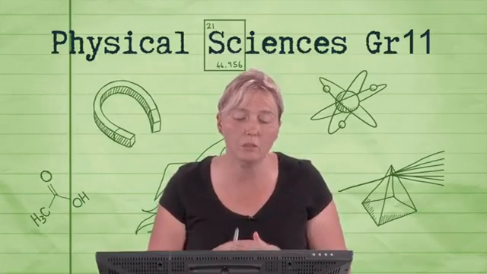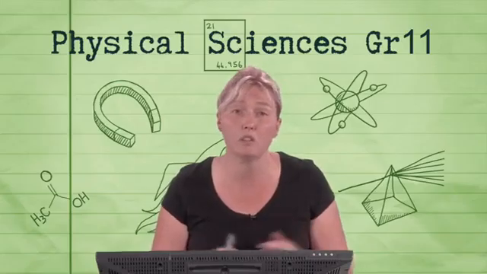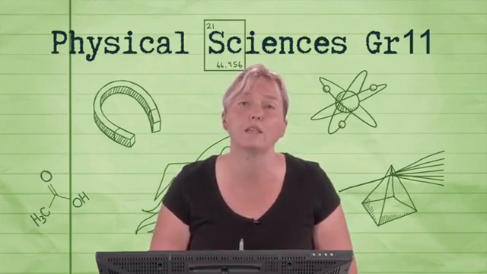So the cold volume in your tires is 40 liters. Assume the temperature of the tire is 20 degrees Celsius. After driving for a long distance, the temperature of your tire is 80 degrees Celsius. What is the volume of the air in the tire? So I'm asking you for V2 again. Okay, so 2 minutes to do this from start to finish, and you can start your 2 minutes now.